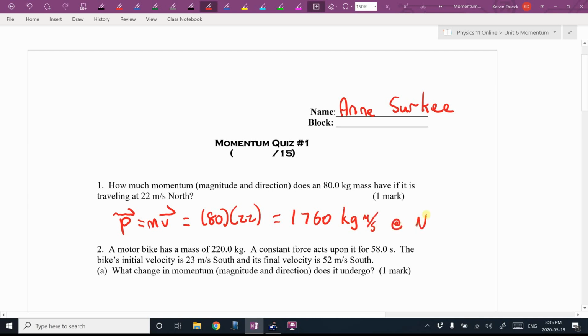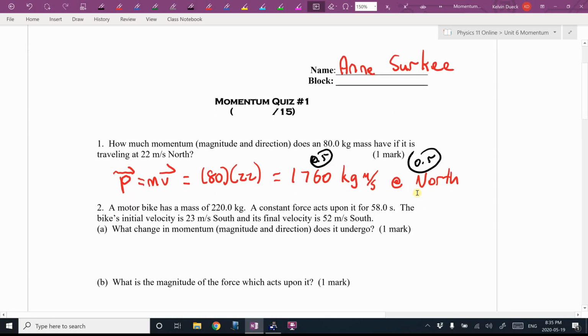And then you need to include a direction. You can say the word north. You can just put a capital N. The at symbol is optional, but if you use an N, put the at symbol, otherwise it looks like newtons. I would give you half mark for the magnitude and a half mark for the direction.